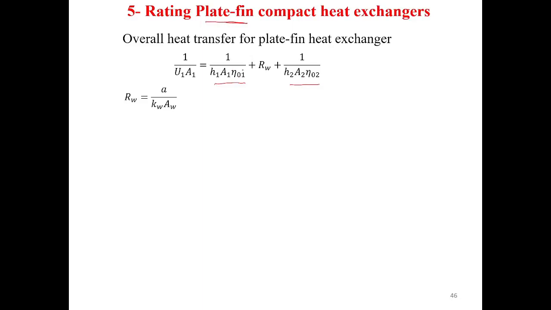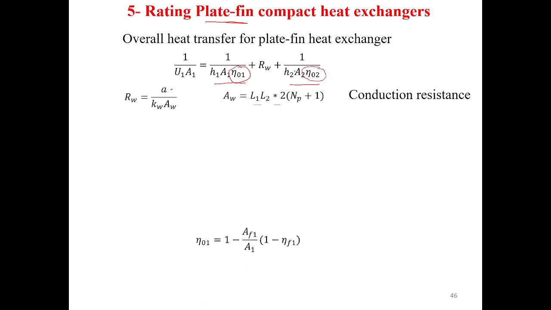So you have eta 01, which is the overall surface efficiency for side 1, and eta 02, which is the overall surface efficiency for side 2. RW is the thermal resistance in the wall, which can be written as the thickness of the plate divided by the thermal conductivity multiplied by AW. AW is the wall area, which is going to be written by this expression.